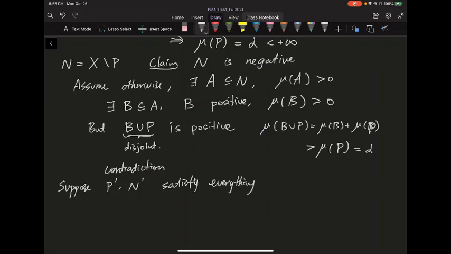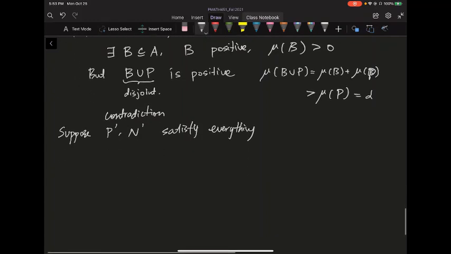Then I want to show that the set difference of P and P prime has to be a null set. Well, that's fairly simple. First of all, if I consider P take away P prime, this is a subset of P. So it's very clear from the definition of a positive set that a subset of a positive set is again positive. So P take away P prime is going to be positive.